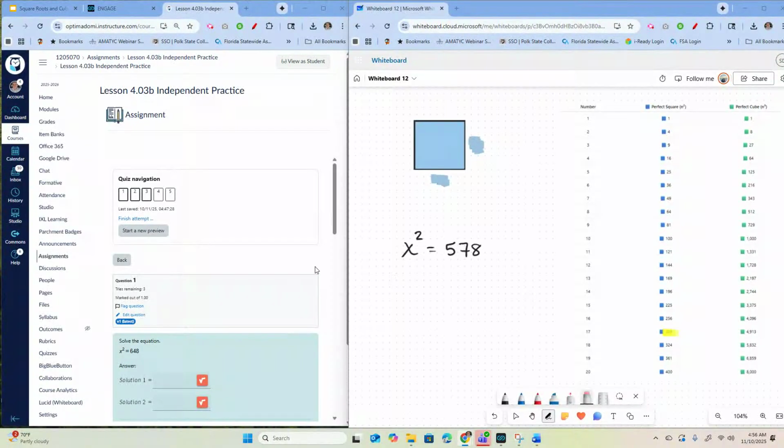All right, here is lesson 4.03b, independent practice. We are solving these equations where you're going to see the exponent 2. We call these quadratic equations. The idea is you want to find out what number you raise to the power of 2 that will give you 578.